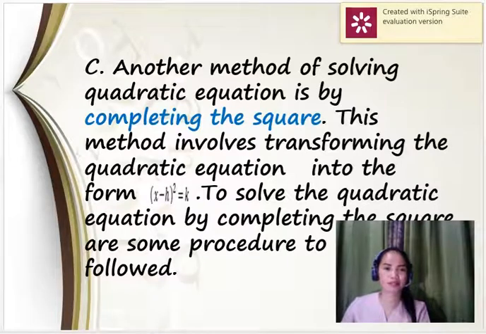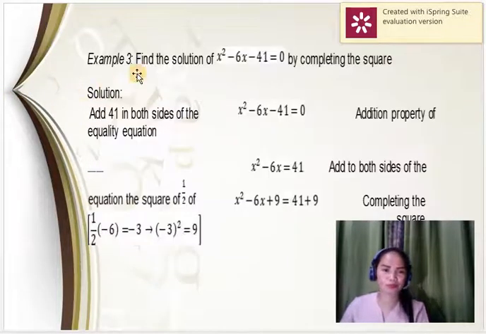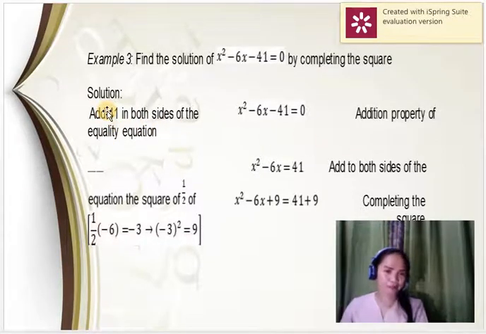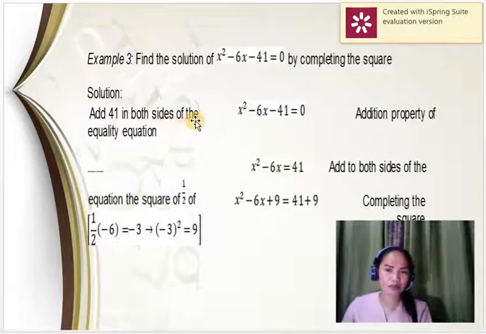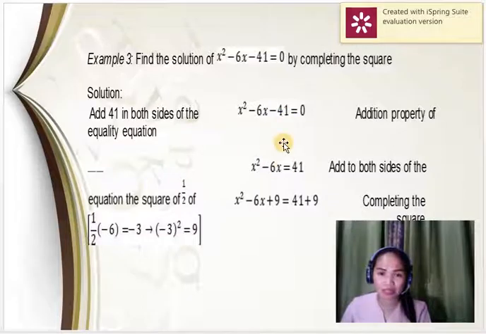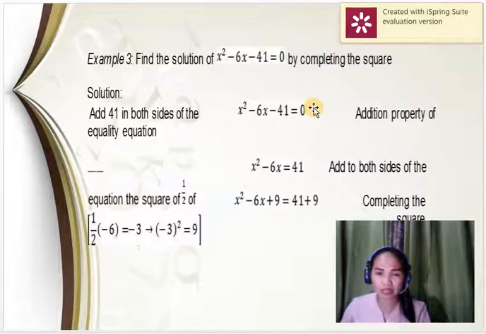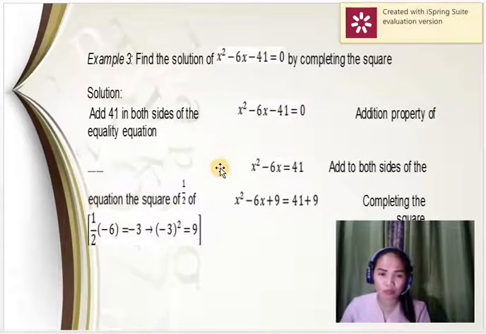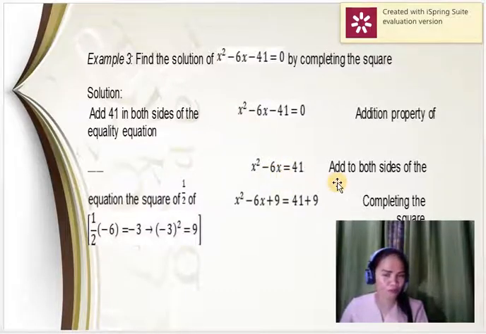Okay, example. Find the solution of x squared minus 6x minus 41 is equal to 0. Okay, so first step: add 41 to both sides of the equation. This will result in x squared minus 6x is equal to 41.